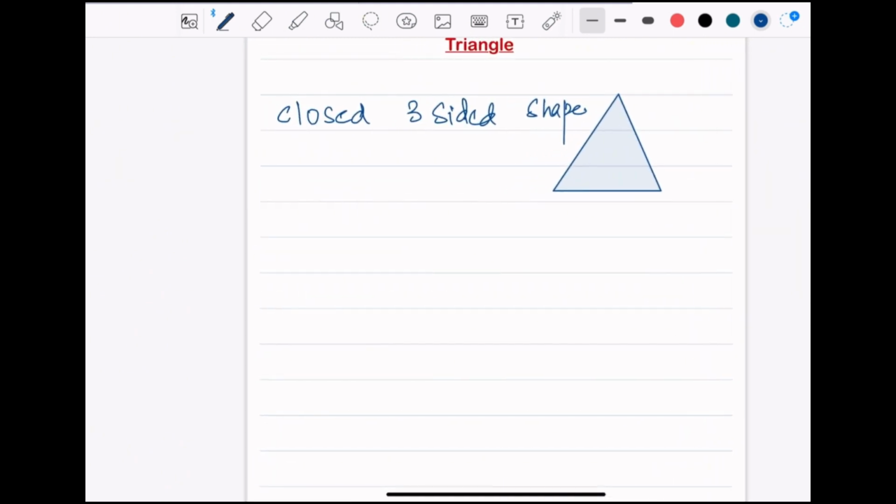Now, as you can see, two lines meet everywhere, which means making an angle, this one, and this one. So there are three angles as well. The sum of all the three angles is 180. So the sum of all the angles of a triangle is equal to 180 degrees. Let's name this triangle A, B, C. This is the basic definition of any triangle.